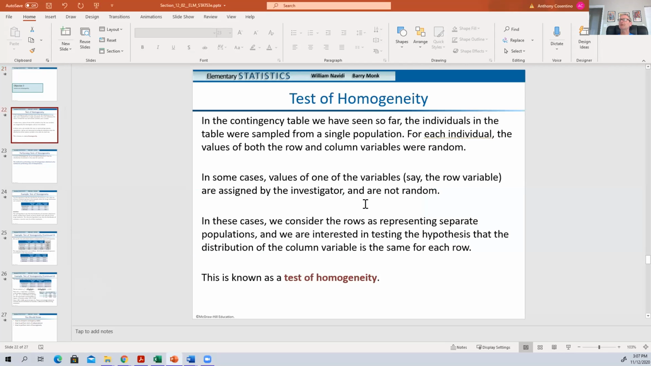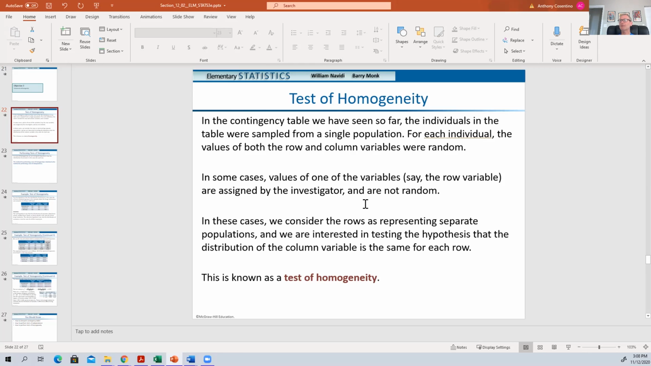And so our definition is this. In our contingency table so far, we've had individuals in the table from a single population. And for each one, the rows and columns were random. In the original one, we had 4 majors and they were all random, and also study times. Those categories were picked, but again, they were random. But consider the case where one of the variables is assigned. In this case, one of the variables is not random.